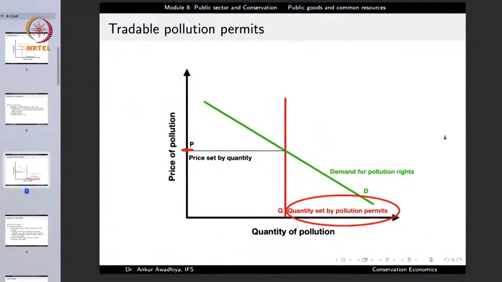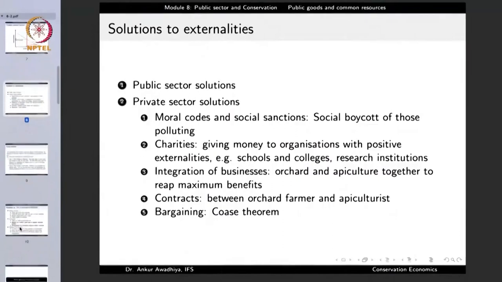So those firms that are in a better position to cut down on pollution will do so, and they will trade these pollution permits with those firms that are not that good at reducing their pollution. And slowly and steadily, the government can control the amount of pollution. So this is another way in which the externality can be regulated.